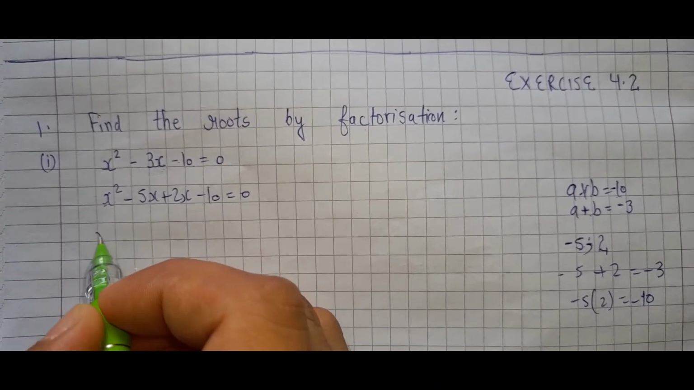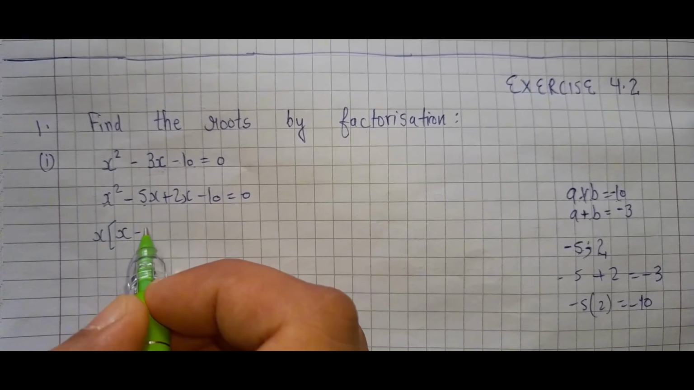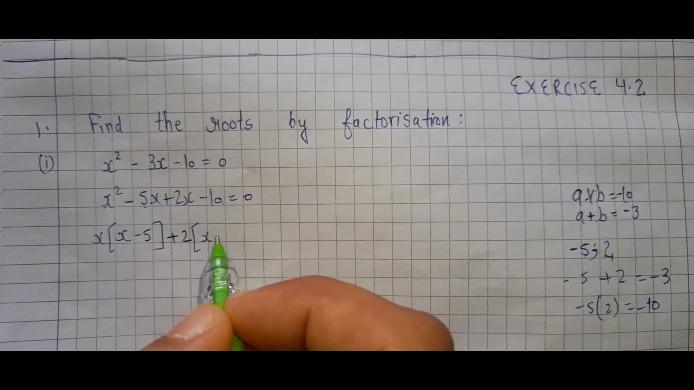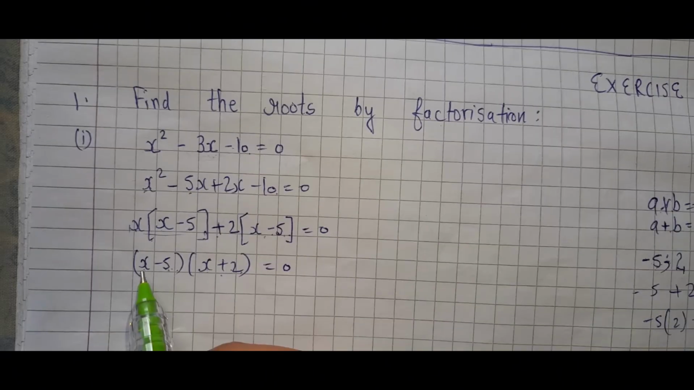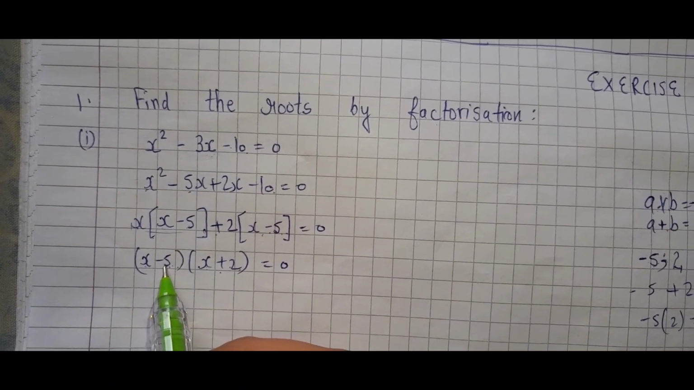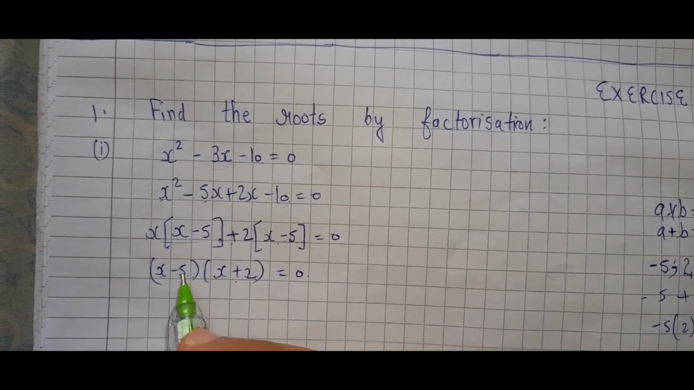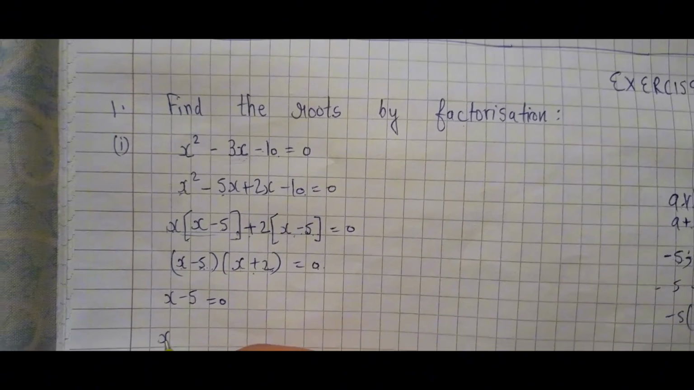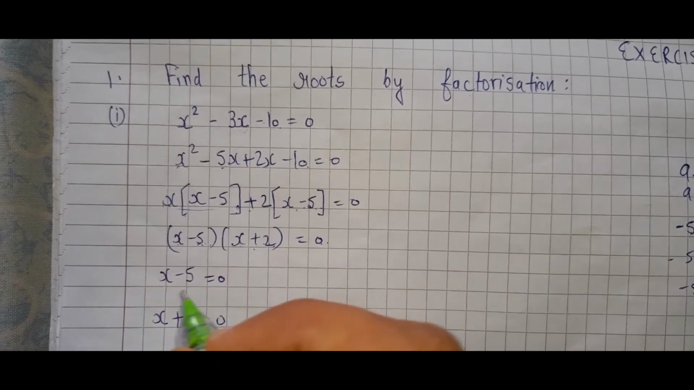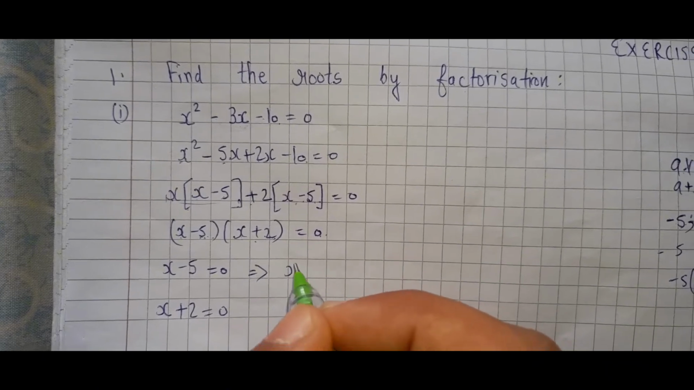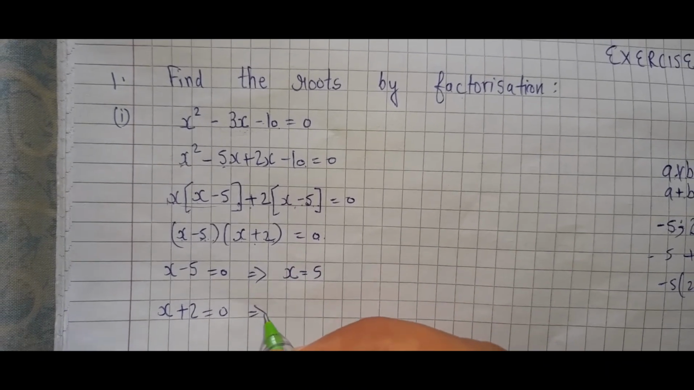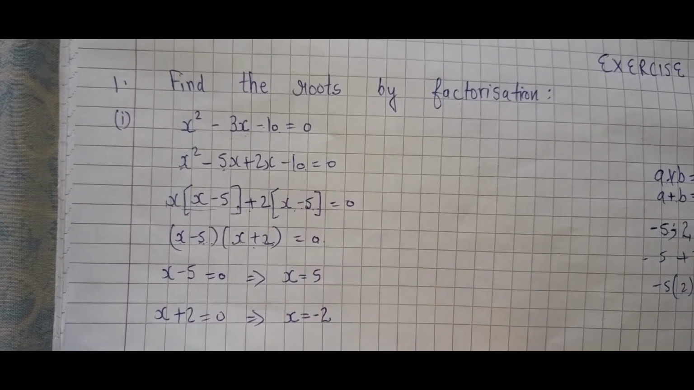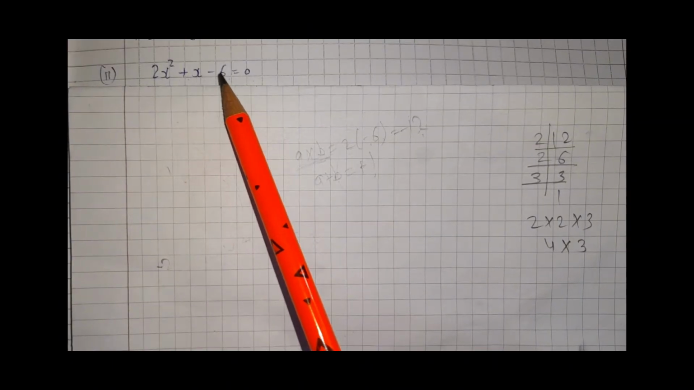Now taking x common from the first two terms, we will have x minus 5, then 2 from the last two terms we will have x minus 5 in the brackets. After taking x minus 5 common, we will have x minus 5 into x plus 2 equals 0. Now this implies that x minus 5 equals 0 or x plus 2 equals 0. X minus 5 equals 0 implies x equals 5, and x plus 2 equals 0 implies x equals minus 2.